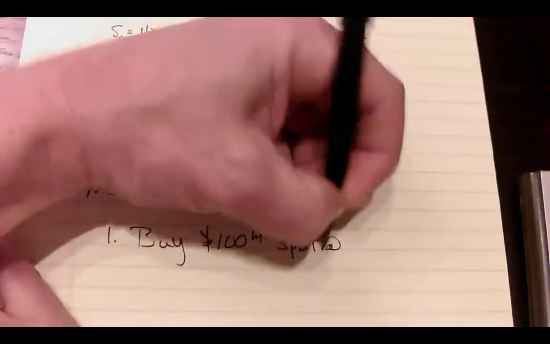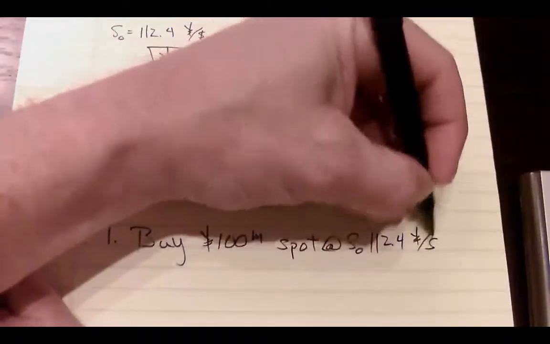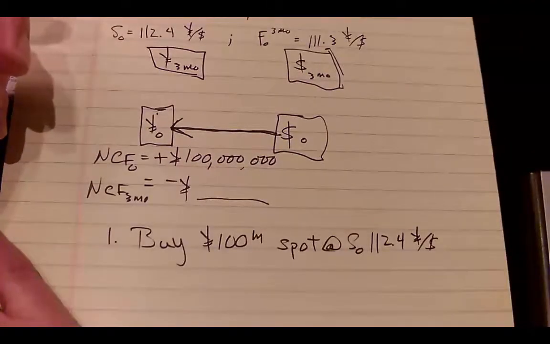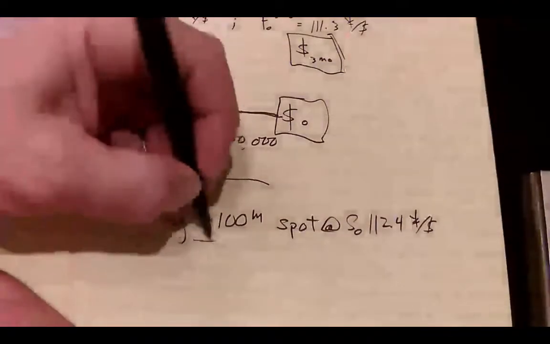So the spot rate is 112.4. That's yen per dollar. And so how many dollars would you have to pay in order to get those 100 million yen with a spot contract?